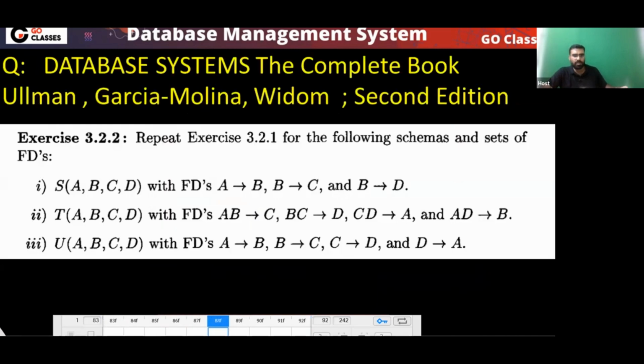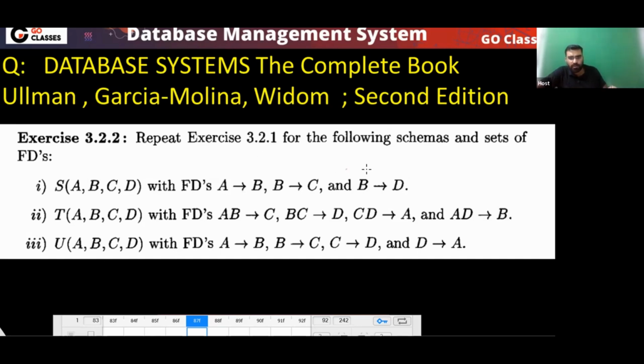Okay, let's see this question quickly. Read the question carefully. Repeat the same exercise for questions 3.2.1. So can I give this question as homework? Same question with a different schema. The same previous question with this schema, exactly the same question.